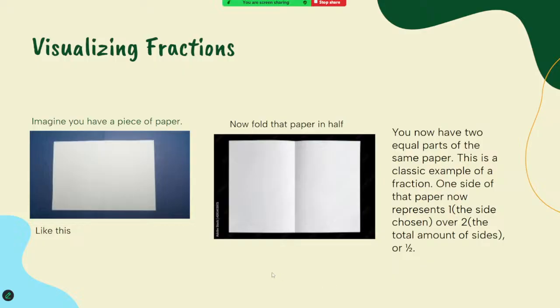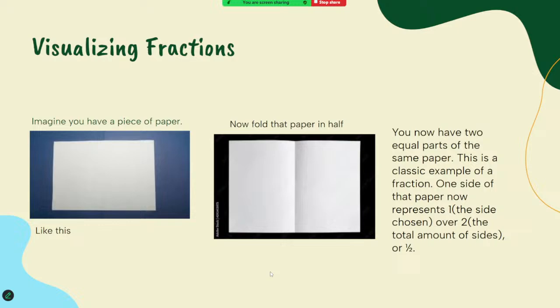So, visualizing fractions. How can we put this in the real world? So let's imagine you have a piece of paper, just like this, a normal sheet of paper. Now, if we fold that paper in half, you notice that we get this line in the middle and two sides. So we now have two equal parts of the same paper.